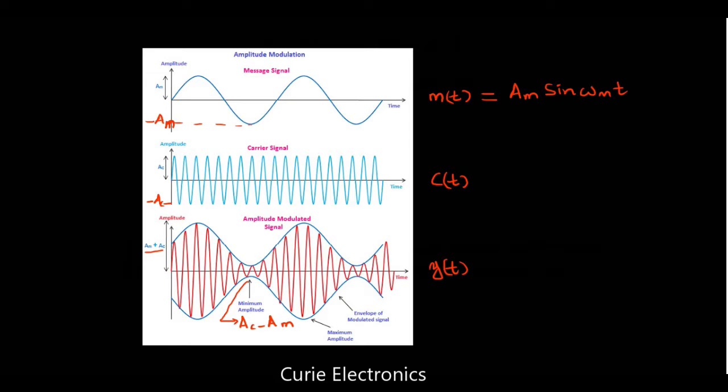Then we will see the carrier wave. The carrier wave has a similar equation: AC, that is the amplitude of the carrier, AC sin omega ct. Now we have to see how these two waves superimpose.